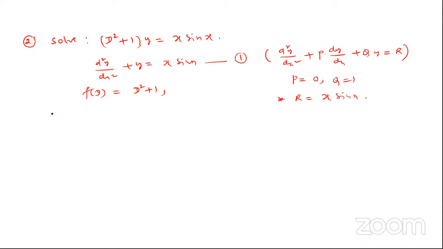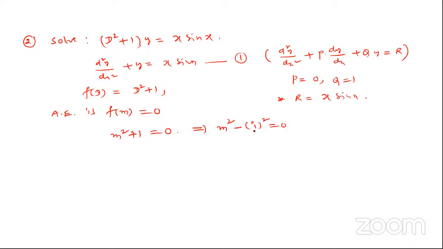Now let us start with the auxiliary equation. For finding the complementary function, we first need to write the auxiliary equation. The auxiliary equation is f of m equal to 0. This is given by m square plus 1 equal to 0, similar to the previous problem, m square plus 4 equal to 0. This may be written as m minus i whole square equal to 0.